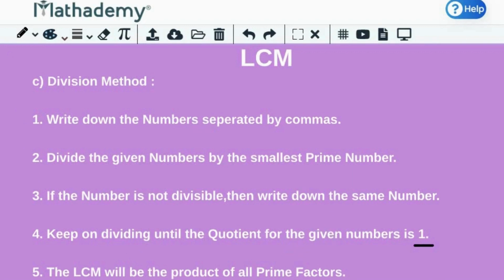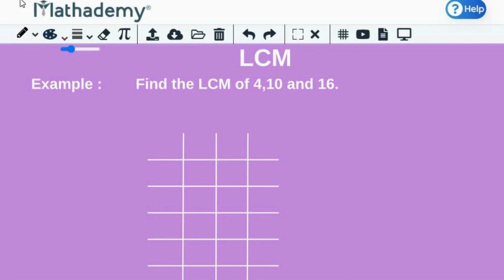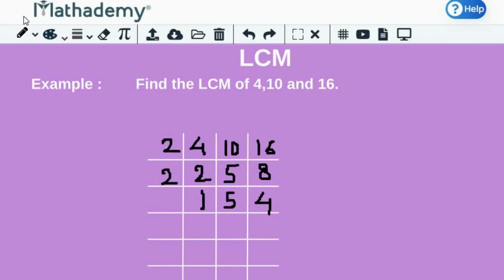Let us understand this with the help of an example. We need to find the LCM of 4, 10 and 16. So, we divide the numbers by the smallest prime number 2. So, we get the quotients as 2, 5 and 8. 2 and 8 are again divisible by 2. So, we divide these numbers by 2, and because 5 isn't divisible by 2, we write 5 as it is. So, the new quotients are 1, 5 and 4.